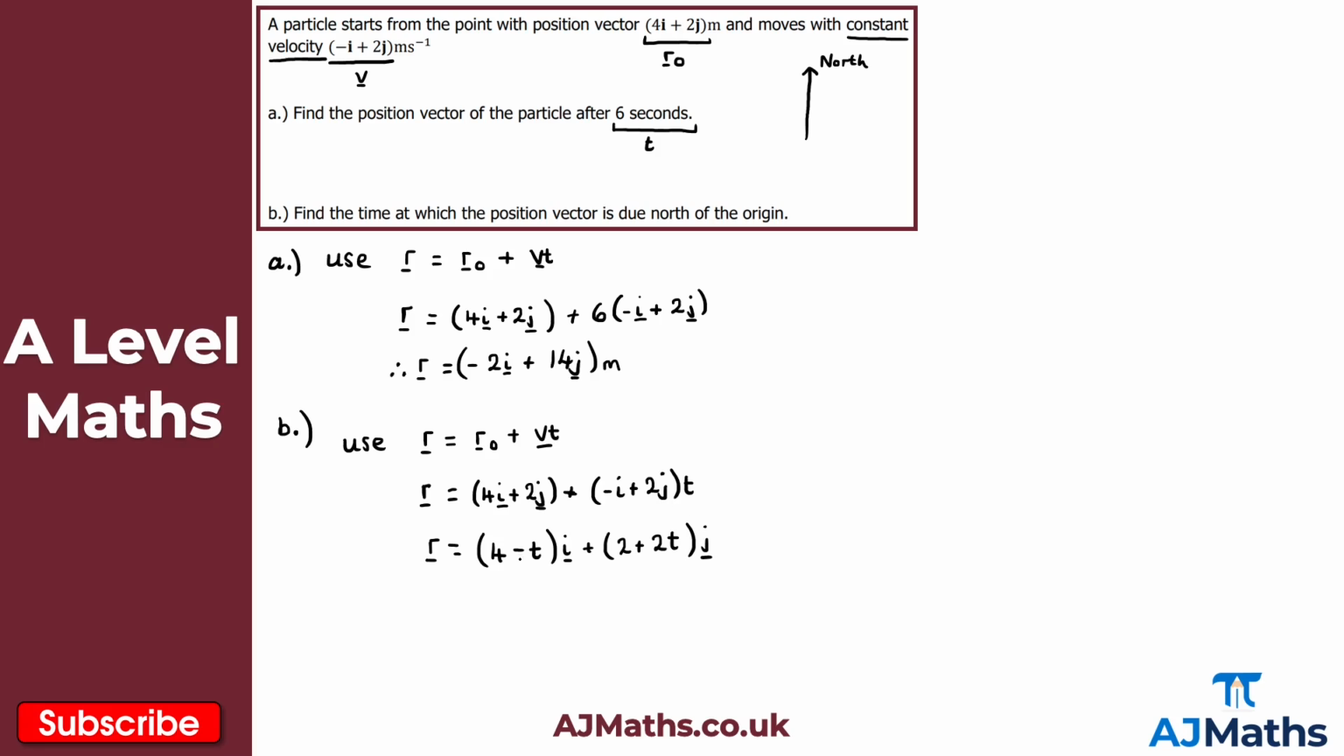Like we said, the coefficient of my i component must be equal to 0. Let me make a note of this in red. This part must be equal to 0 because it's due north. So all I need to do is solve this part for 0. I can see that 4 minus t is equal to 0, and therefore t is equal to 4. So that's 4 seconds. The time at which the position vector is due north of the origin is 4 seconds. That gives the solution to B and the solution to question 1.